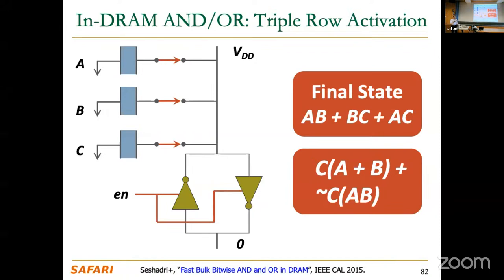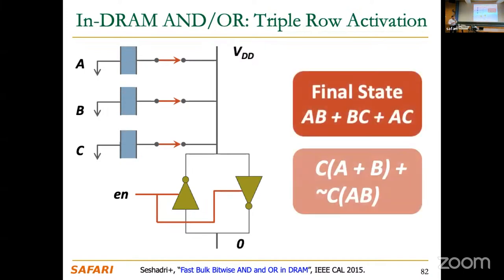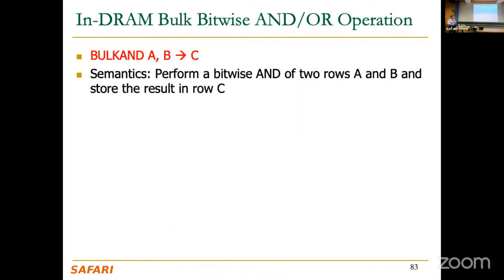And again, hopefully that was more or less clear. The basic principle is still the same: letting charge be shared simultaneously across those three activated rows, and then letting the sense amplifier amplify the voltage to where the majority of the charge that was initially stored in the rows is. Is this more or less clear, the principle? Okay, I'm going to move on then, because you're going to build on top of that.